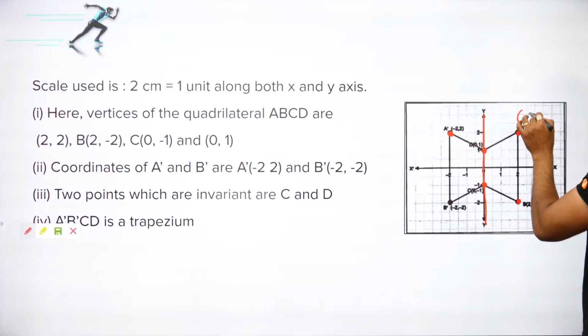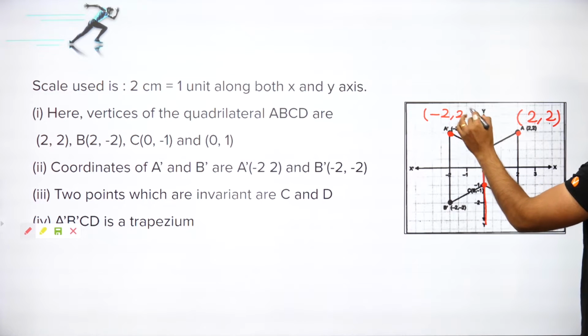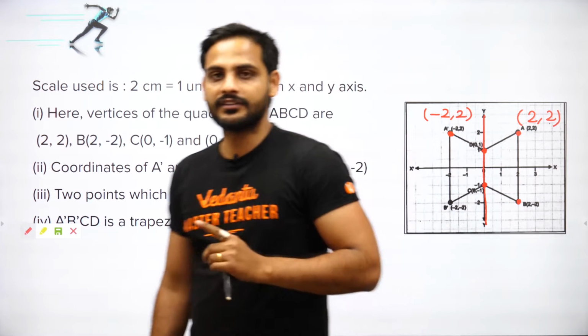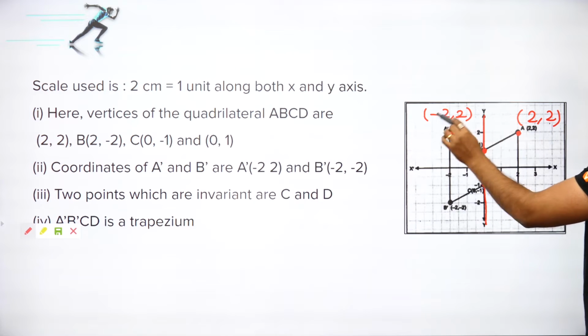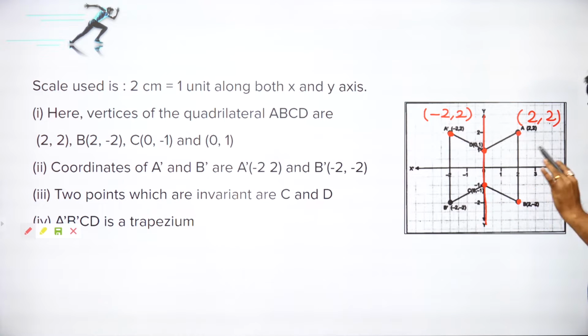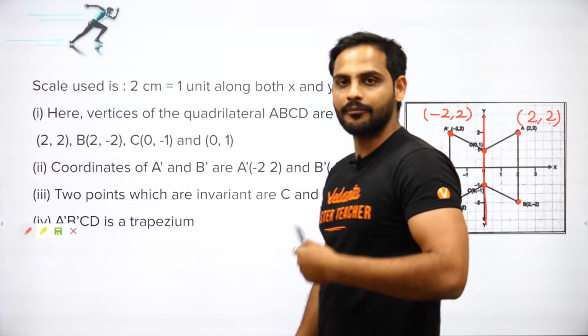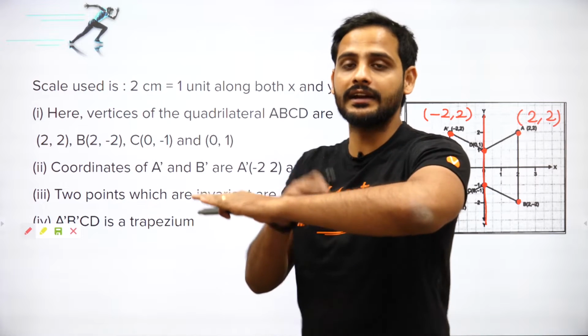Remember this thing, if A is 2, 2, the reflection will be minus 2, 2. Remember when we do the reflection under y-axis, the x coordinate will be changed to its negative and y coordinate will remain the same. So if x is positive, it will become negative. If x is negative, it will become positive under y-axis. And the opposite happens when we do the reflection under x-axis.